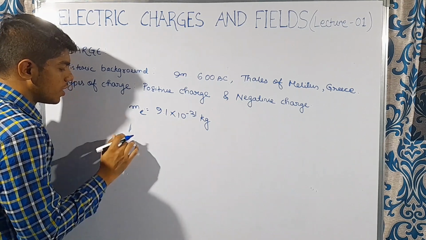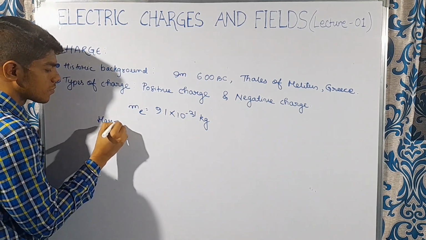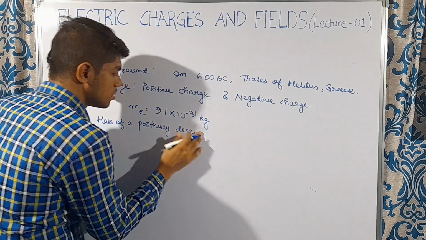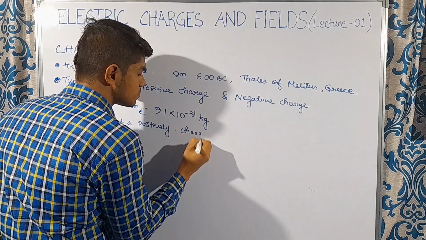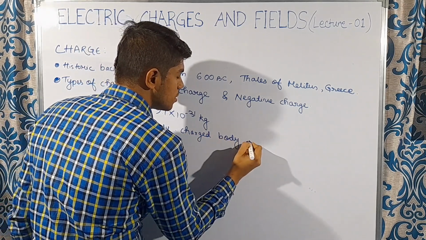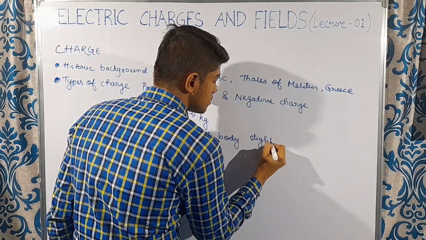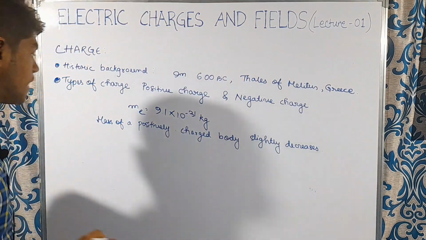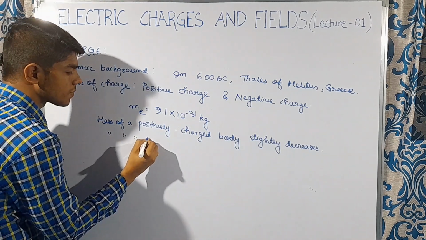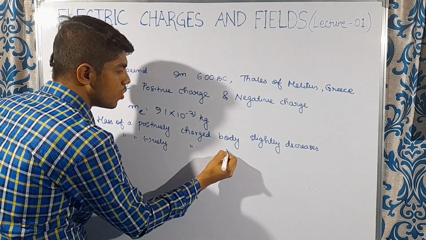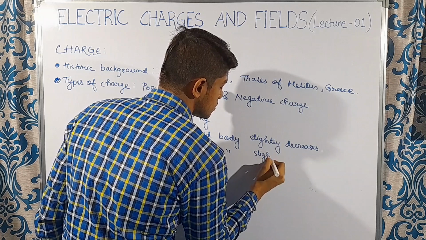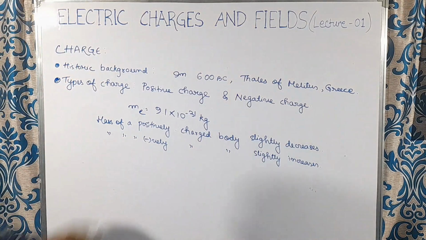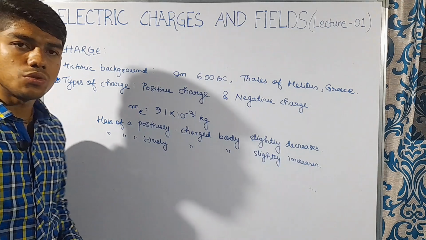So the mass of a positively charged body slightly decreases, because electrons are getting transferred from the body, and the mass of a negatively charged body slightly increases, because electrons are getting added to this body which is negatively charged. Understood?